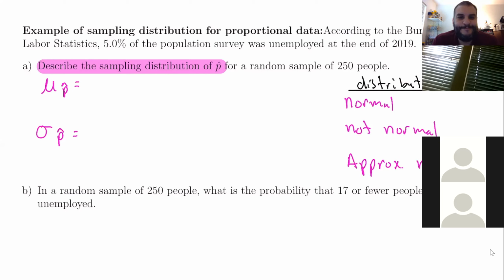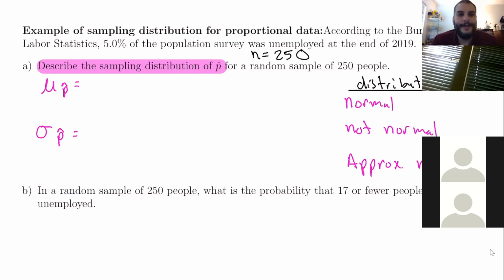All right. Everybody good so far on describing the sampling distribution? What is that asking for? All right. So also the next thing that they give you, they tell you we have a random sample of 250 people. So if they're telling me we have a random sample of 250 people, that is just giving me n. So n is equal to 250 people.